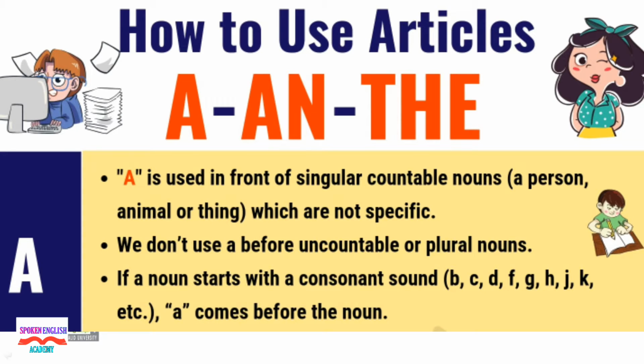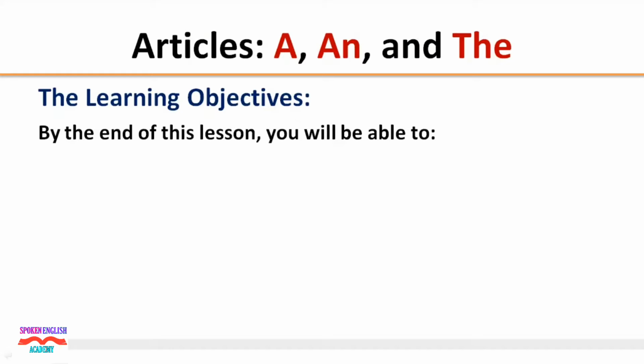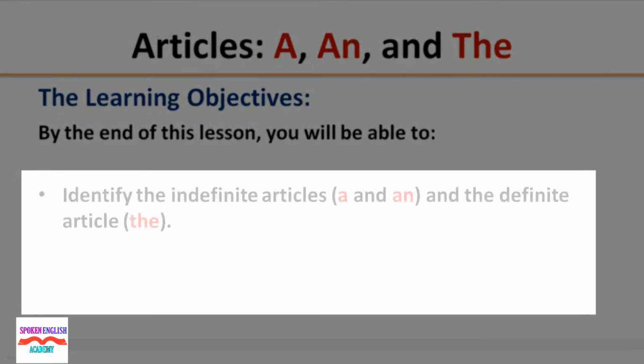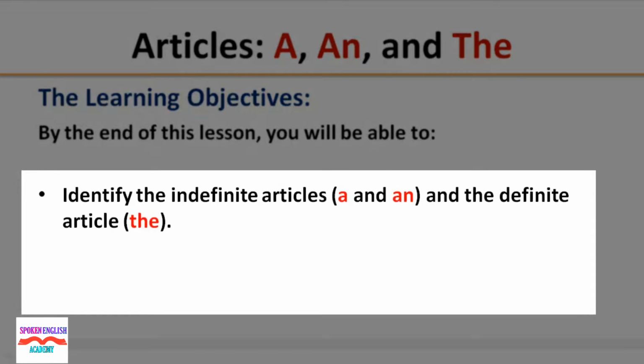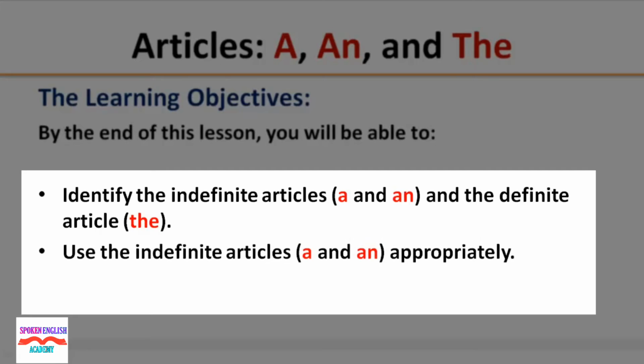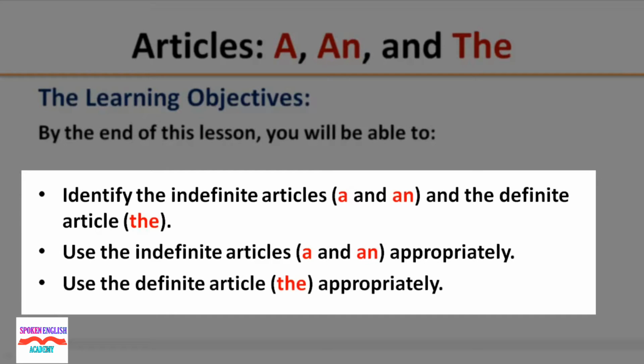Articles a, an, and the. The learning objectives. By the end of this lesson, you will be able to identify the indefinite articles a and an, and the definite article the. Use the indefinite articles a and an appropriately. Use the definite article the appropriately.